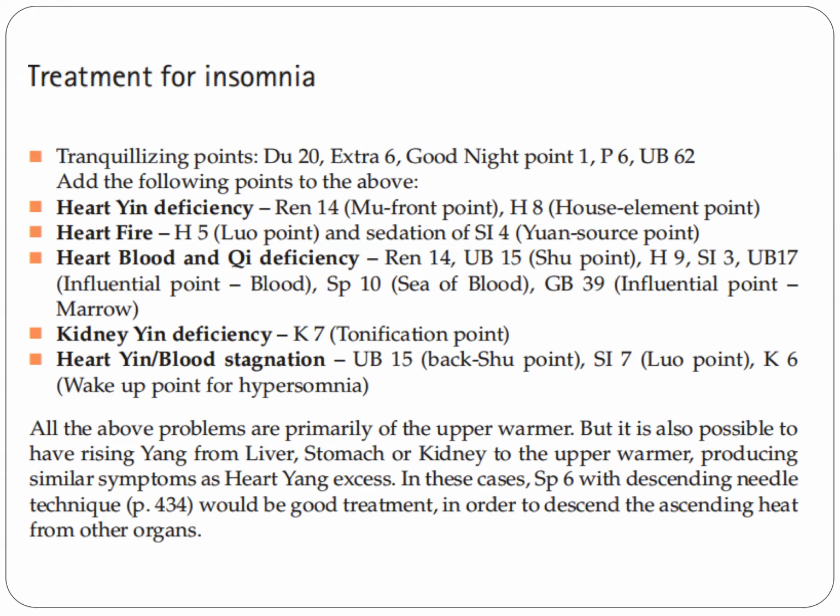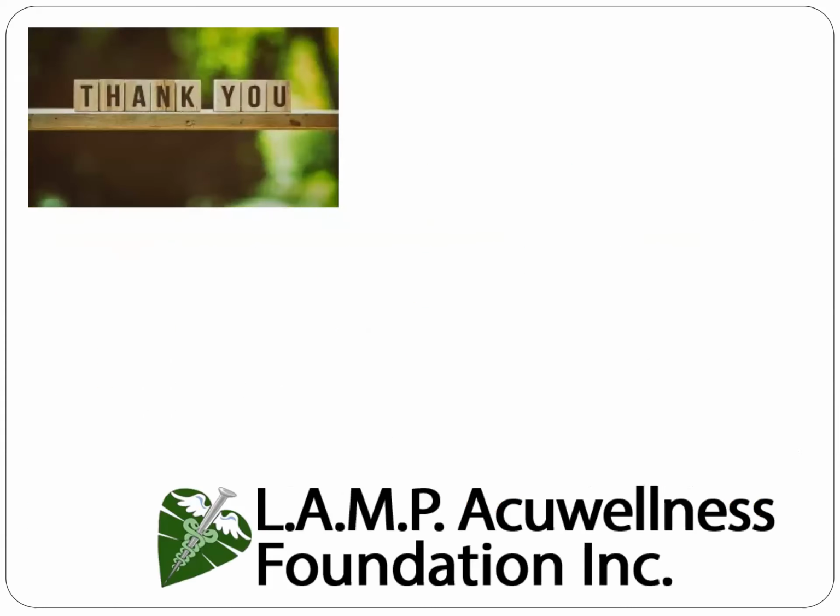All the above problems are primarily of the upper warmer, but it is also possible to have rising yang from liver, stomach, or kidney to the upper warmer, producing similar symptoms as heart yang excess. In these cases, spleen 6 with descending needle technique would be a good treatment in order to descend the ascending heat from other organs. Thank you po for listening.